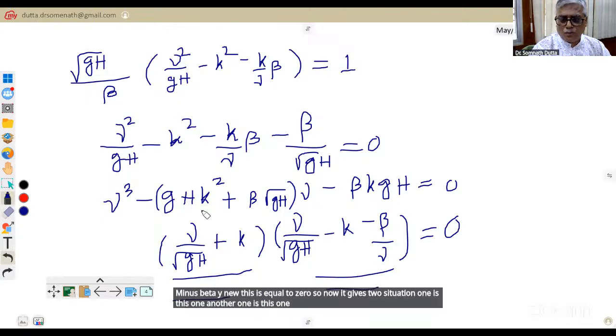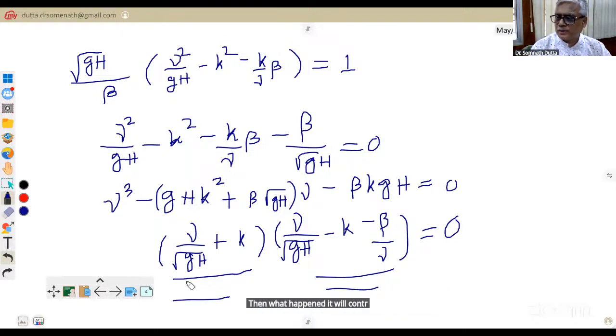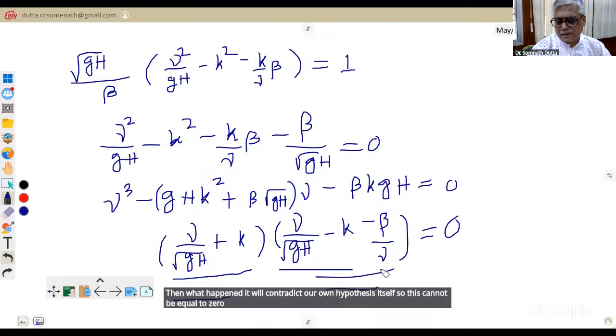This one is not allowed, because I have not shown you the entire derivation. If you make this one 0, then it will contradict our own hypothesis itself. So this cannot be equal to 0. Therefore, our dispersion relation is this one. Which one? That is your nu divided by gh.